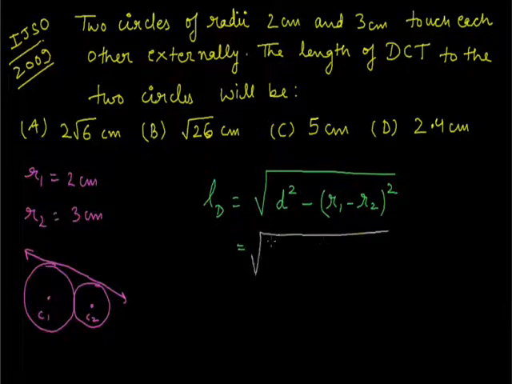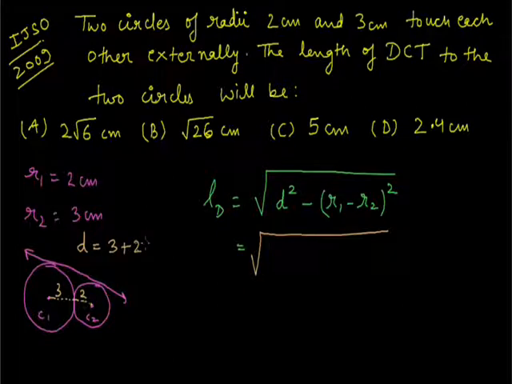Under root D square, D is the distance between the circles. Now this distance is hidden in the question. How is it hidden? Because these circles are touching each other, when you join the centers, the distance between the centers will be equal to the sum of the radii of these two circles. So what will be D? D will be equal to 3 plus 2. So clearly the value of D comes out to be 5.